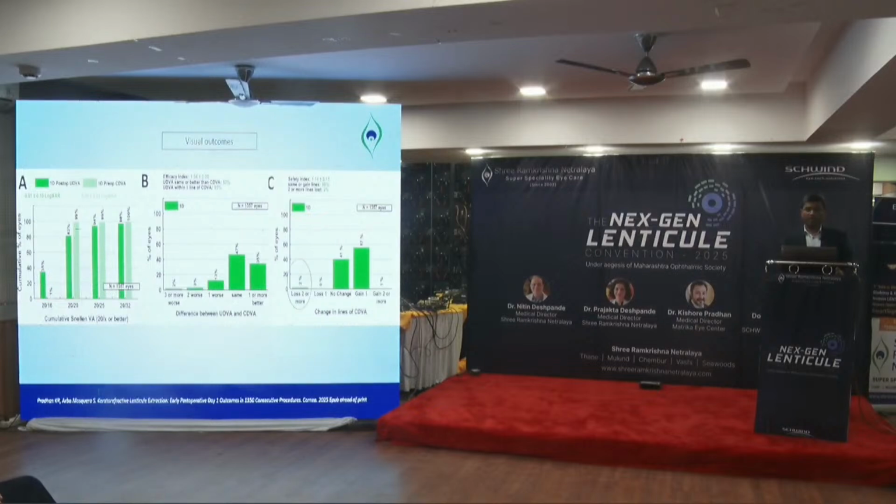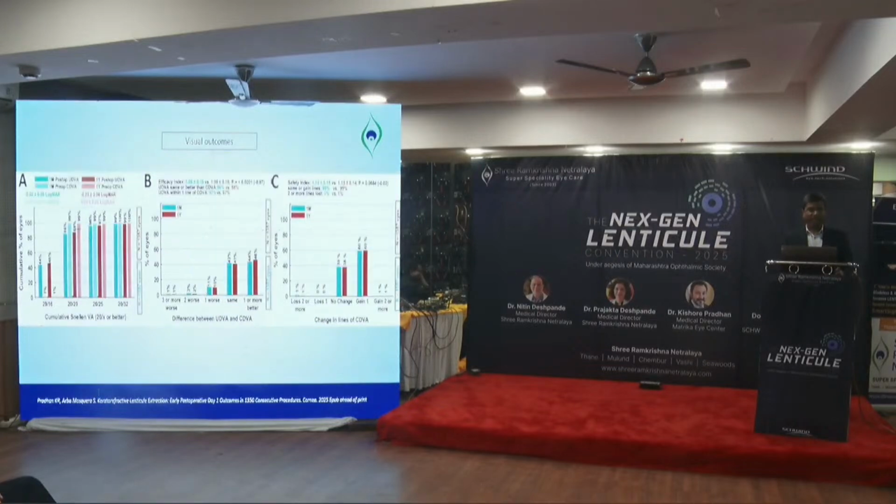There are very few, 2% of patients, who have loss of 2 or more lines than the preoperative corrected distance visual acuity, and 95% are having the uncorrected distance visual acuity within 1 line of corrected distance visual acuity. Similarly, 1 month and 1 year results are similar.